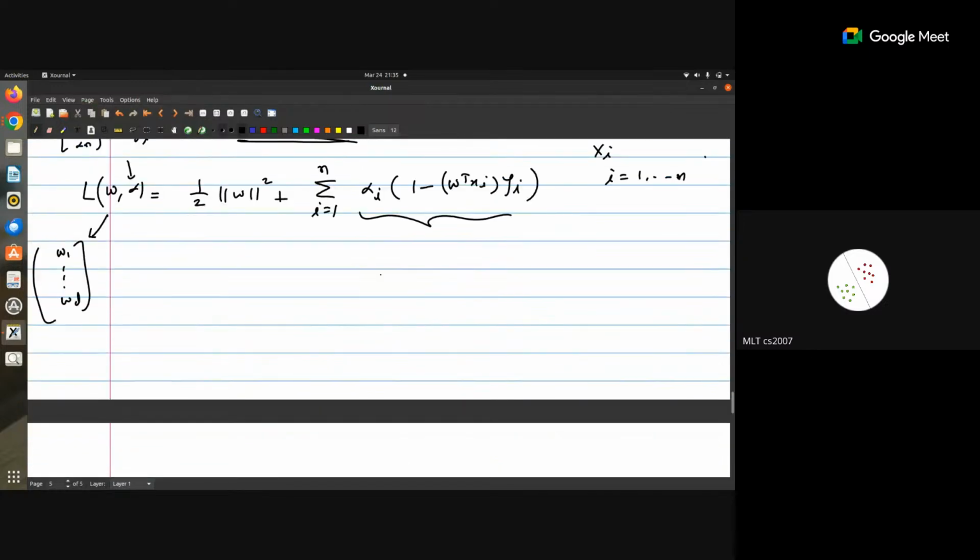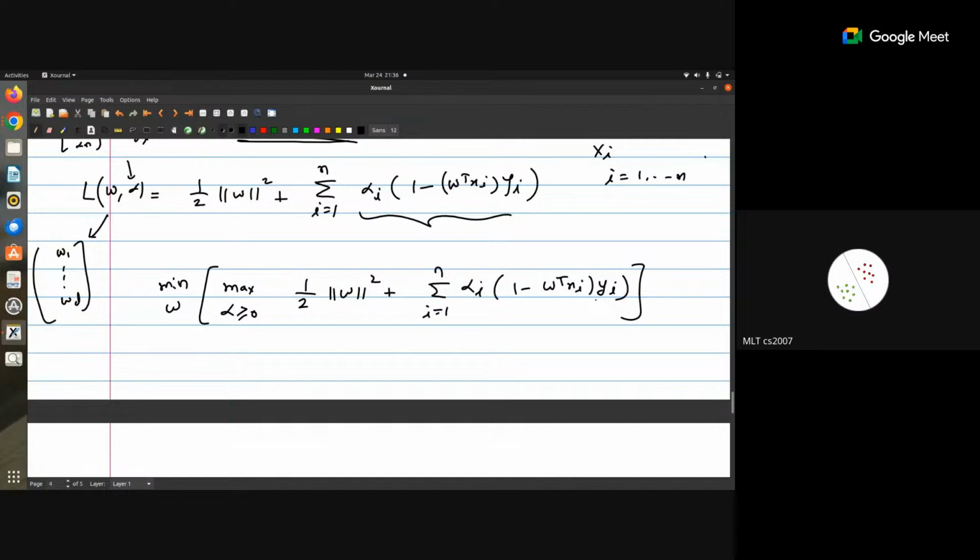Okay, what should be the next case now? I wanted to minimize this Lagrangian function with respect to W, and I wanted to maximize for alpha greater than 0. So this will be the problem like this: sum over i equal to 1 to n of alpha i times (1 minus W transpose xi into yi). And this problem is now like this. So let's say this is a primal problem.